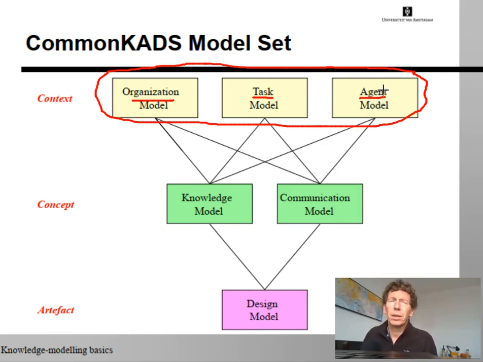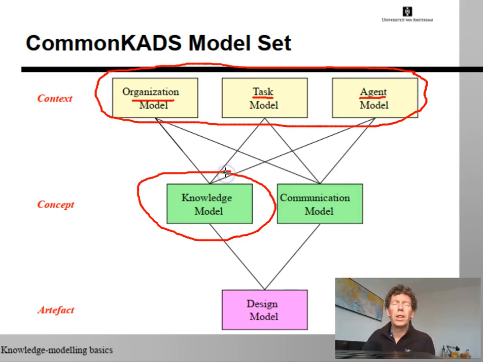And after making those context models, we would have decided if we were going to support the organization with a knowledge-based system, and if so, what task we are going to pick to support. So after deciding that, we should decide what knowledge is actually required for supporting such a task. And that is the key role of the knowledge model.